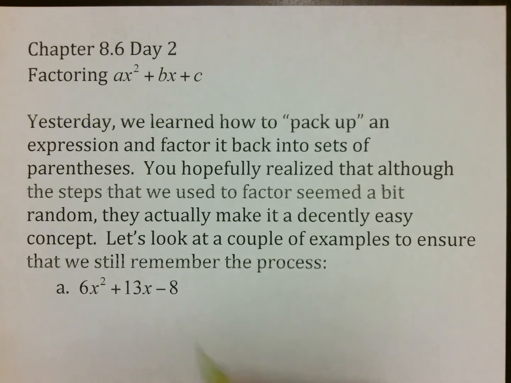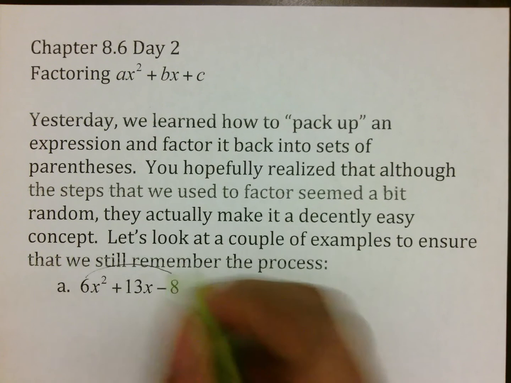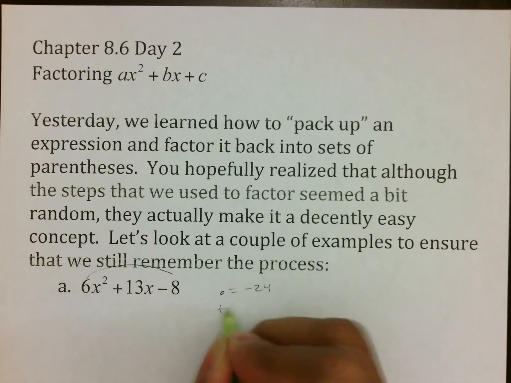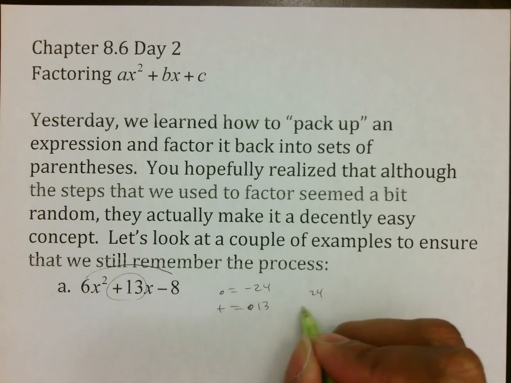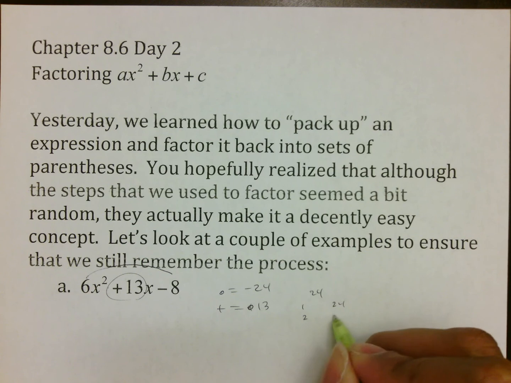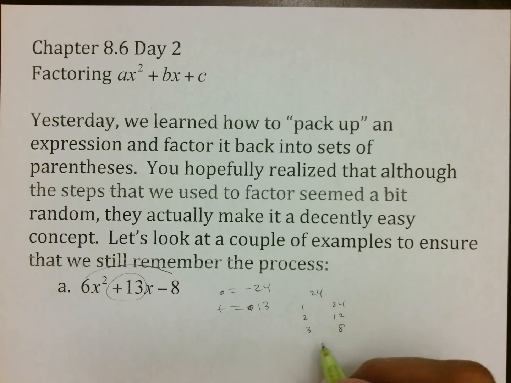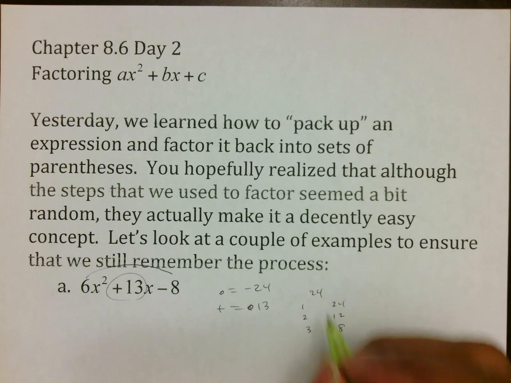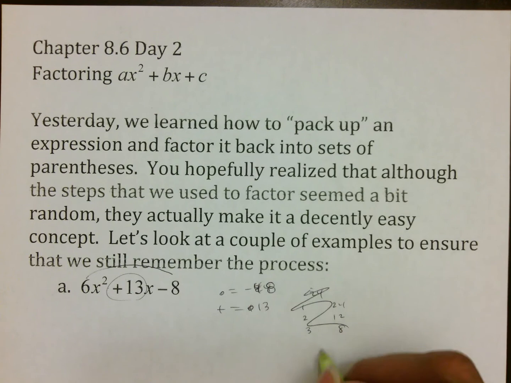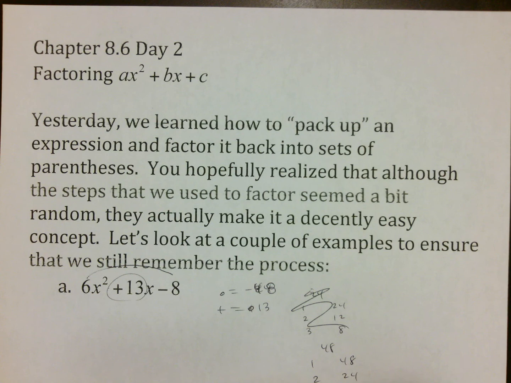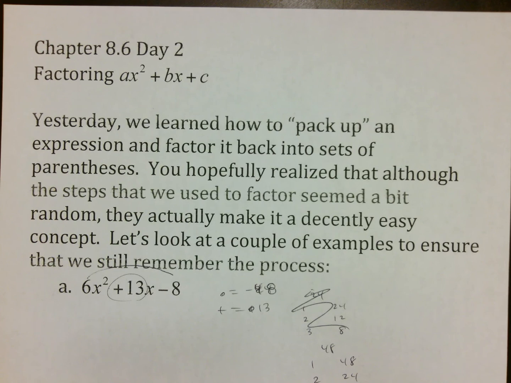Anyway, looking at the examples, remember that we are looking for numbers here that multiply to be negative 24 and add to be positive 13, or just 13. So we make the tree for 24. 1 times 24, 2 times 12, 3 times 8. No, I'm wrong. That's 48. Anyway, multiplies to be 48. Let me start over from that. And adds to be 13. So 1 times 48, 2 times 24, 3 times 16, 4 times 12, 5 no, 6 does go times 8.